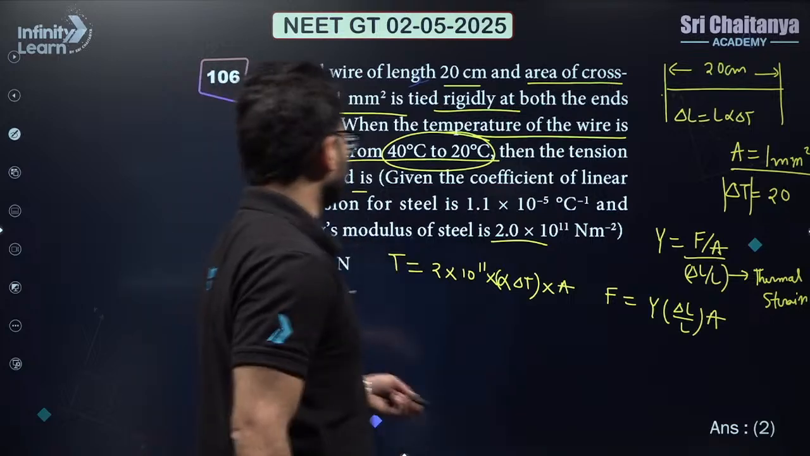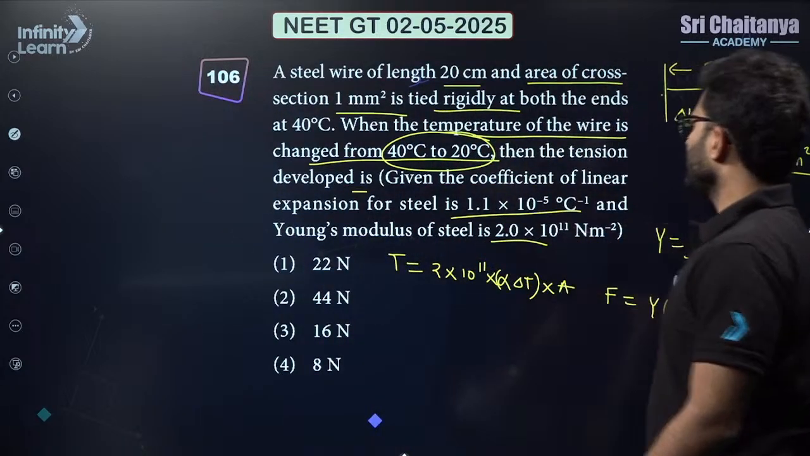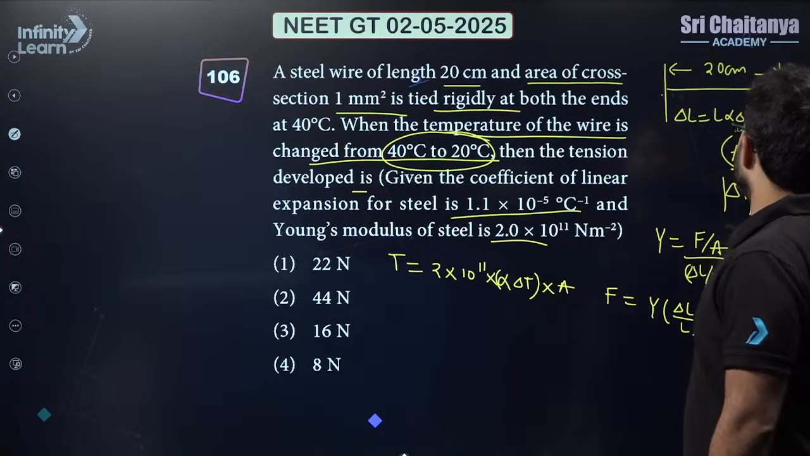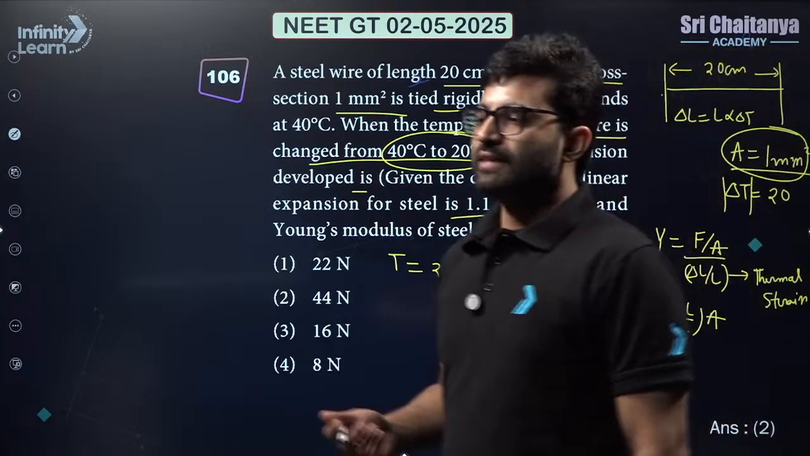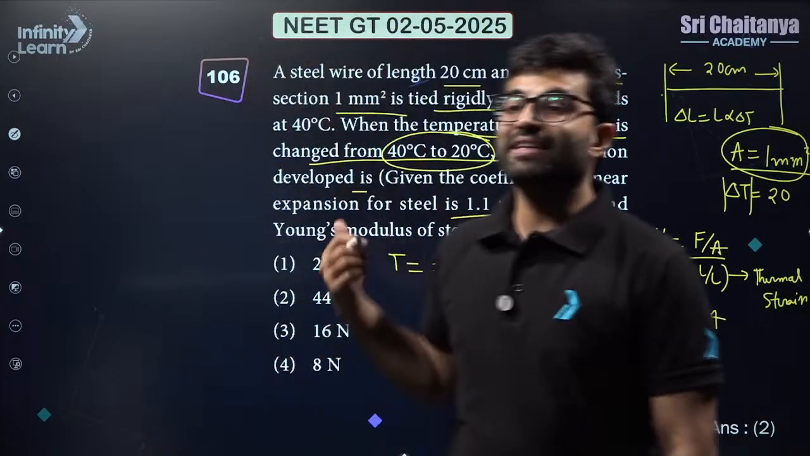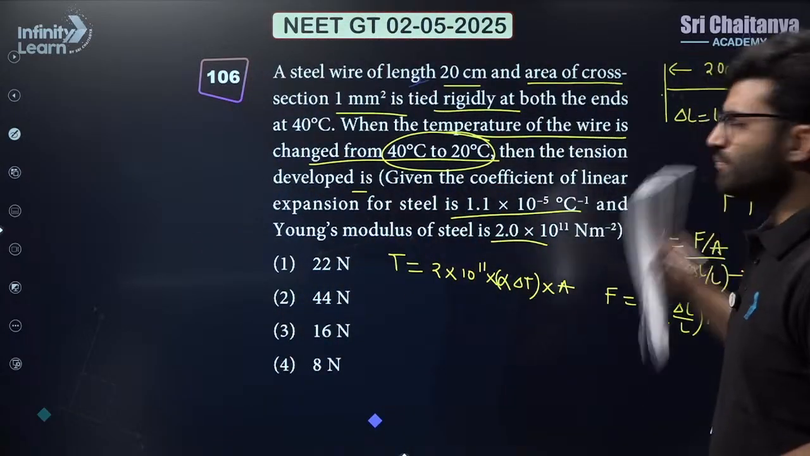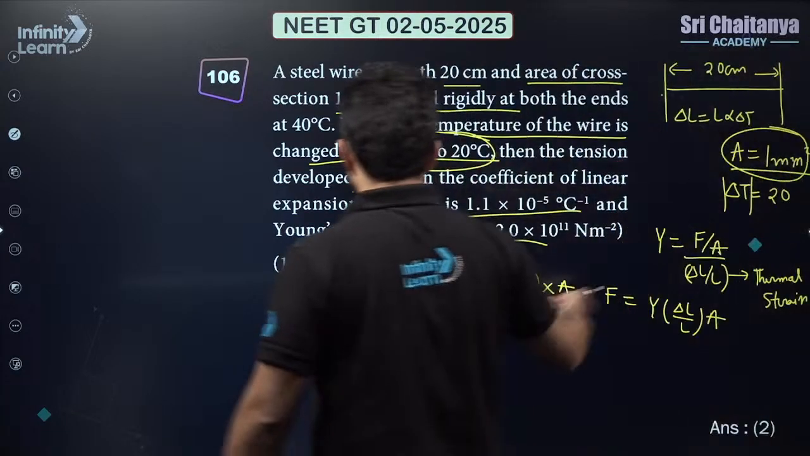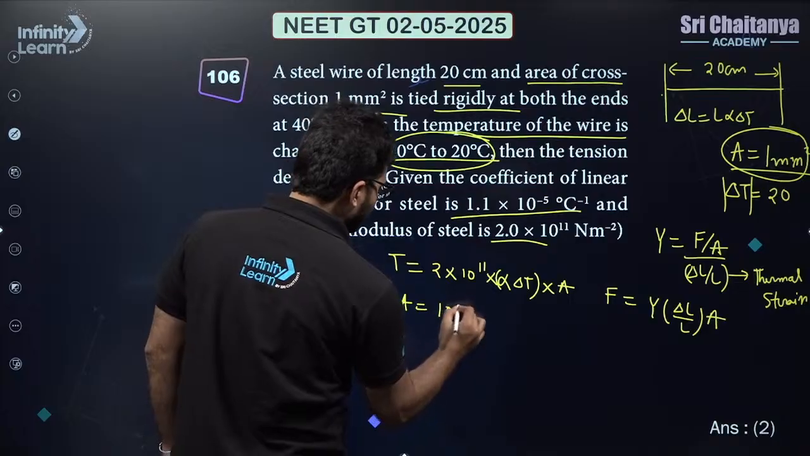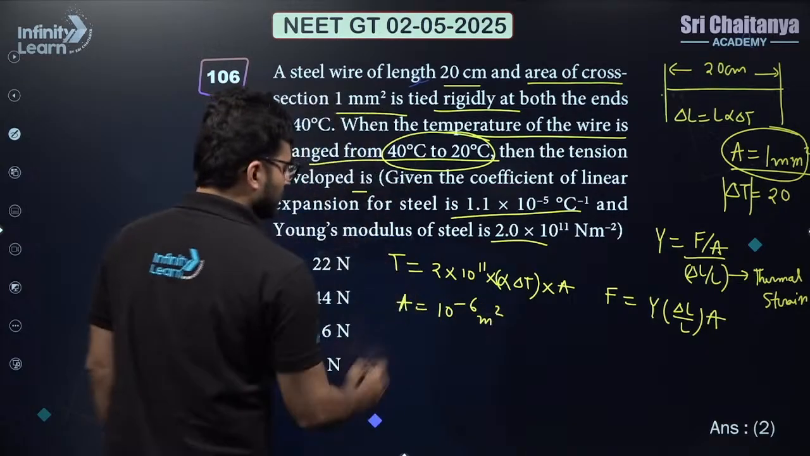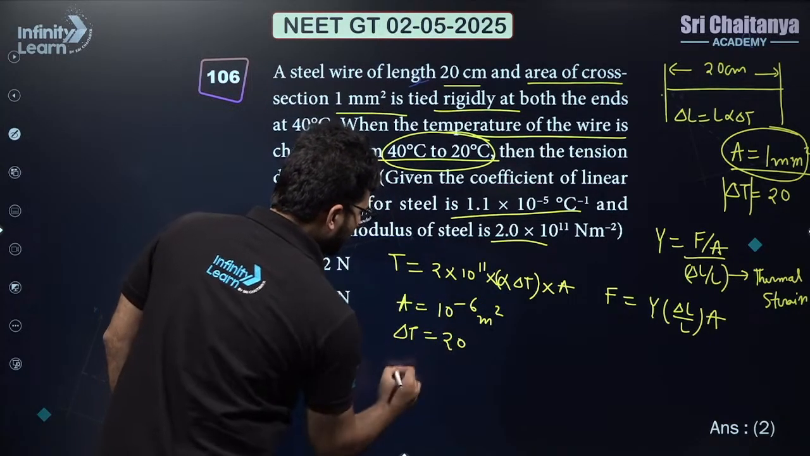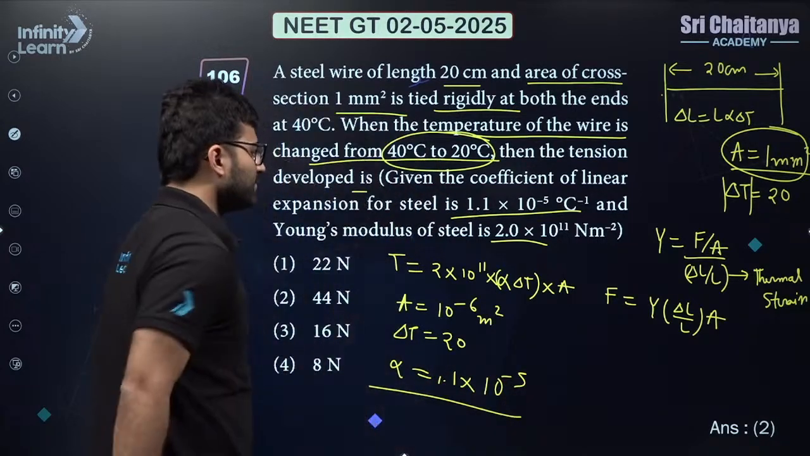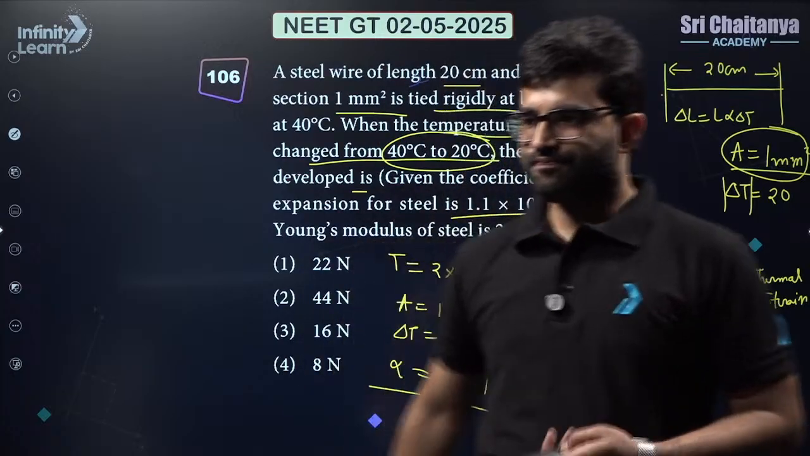So now you have to just put the values. Alpha is given to you, 1.1 into 10 to the power minus 5, delta T is 20, and area is also given to you, which is 1 mm square. And do put all of these in SI units. So 1 mm square would be nothing but 10 to the power minus 6 meter square, so you have to put that into meter square. So please remember the values that you have to put. I'm just writing it here for the sake of mentioning it. Delta T is 20 and the value of alpha is already given to you, that is 1.1 into 10 to the power minus 5.